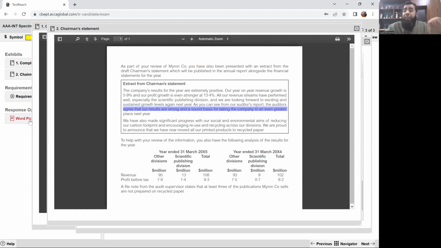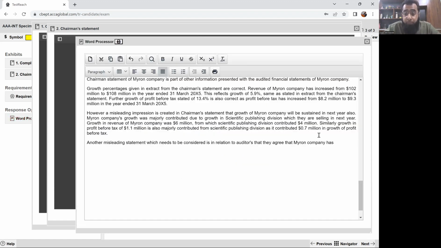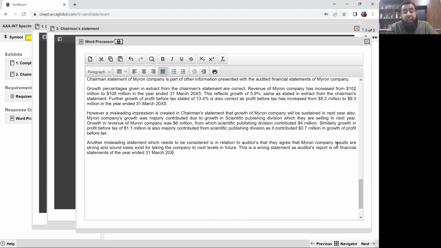Now, the auditor audits the past year. Auditors do not comment on the future. That Myron company's results are strong and a sound basis exists for taking the company to the next level in future is a wrong statement, as the auditor's report is on the financial statements of the year ended 31st March 20x5.